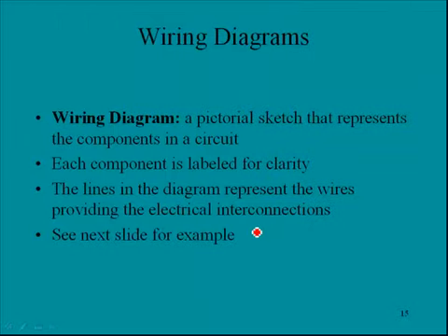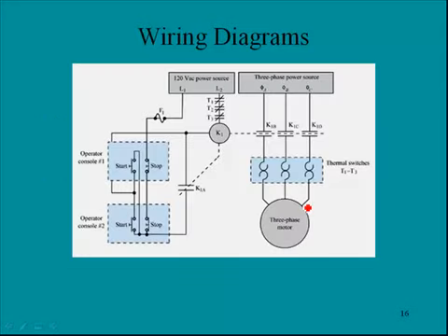Okay, wiring diagrams. Wiring diagrams are frequently used in electronics. They are a pictorial sketch that represents the components in a circuit. Each component is labeled for clarity. The lines in the diagram represent the wires providing the electrical interconnections. And we have an example here. Here is a basic wiring diagram. And again, the purpose is not to teach this system, but rather just to introduce the concept of a wiring diagram.